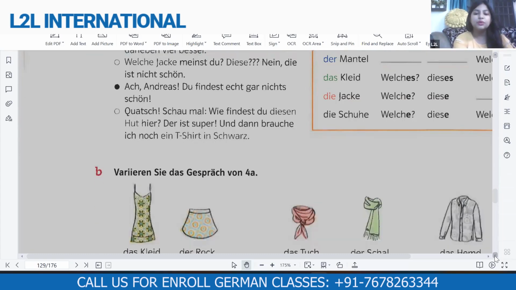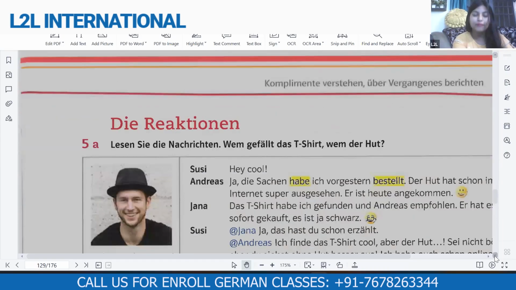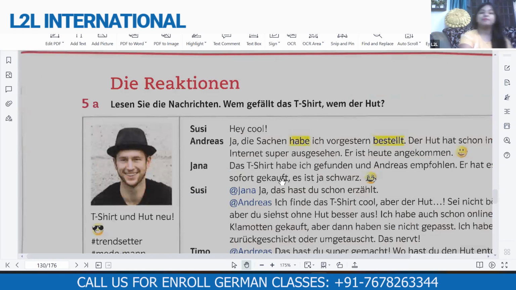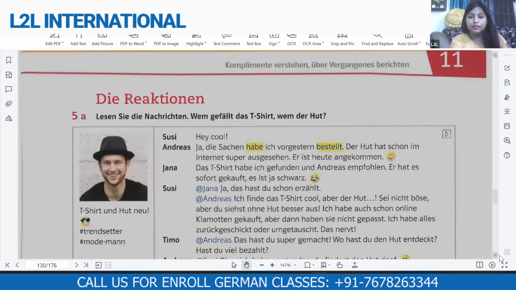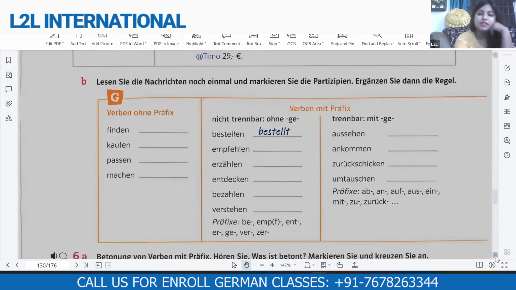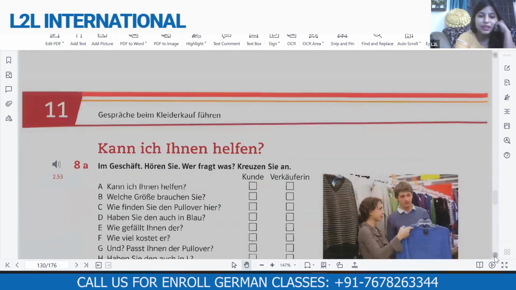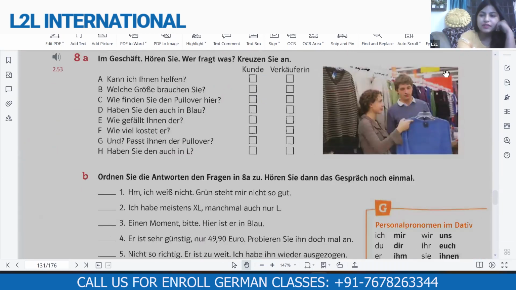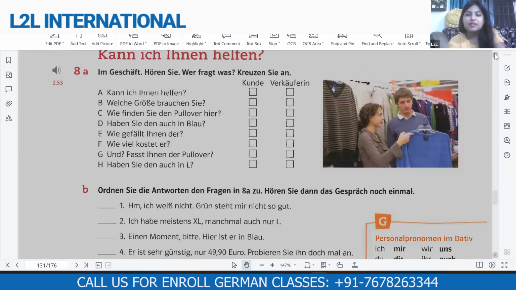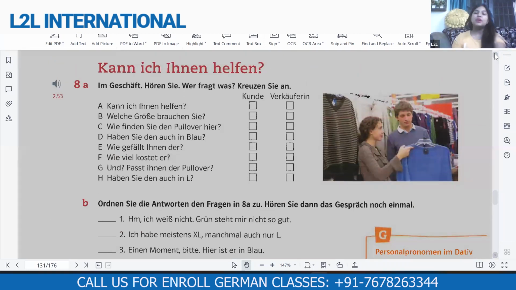We are coming to a very new topic, which is the last topic of A1. This one. Number 9. Not exactly this, because this is participle. Here, this is what we are doing now. So, there is a conversation given here. I think it has 7 to 8 sentences.